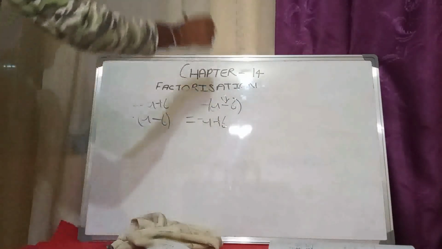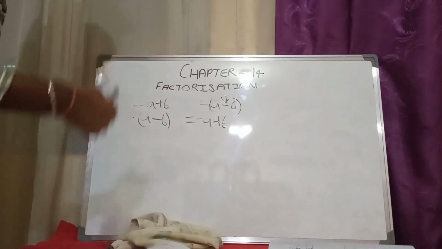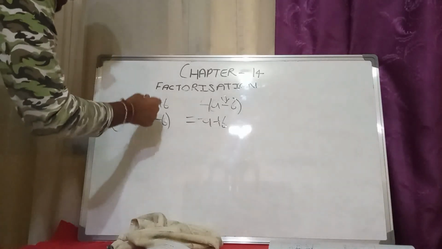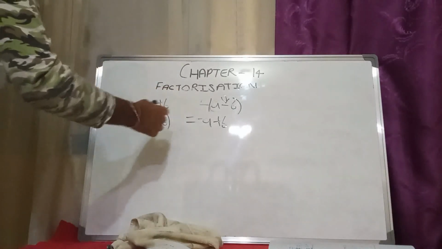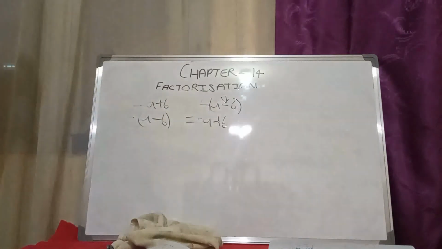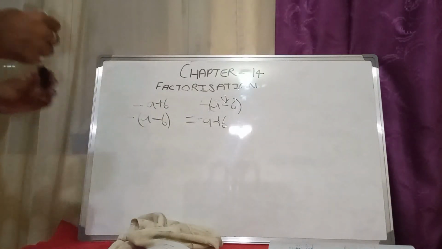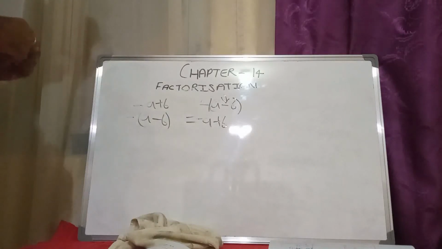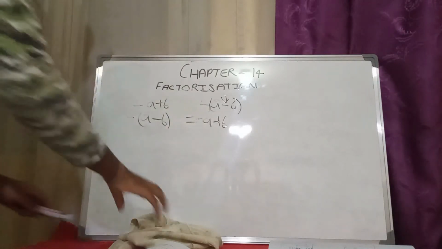Now you're doing the same method the opposite way in factorization. We have to do negative a plus b. We have to do minus into a minus b. That's what is told in the textbook, that when we are using brackets, we have to take this very carefully.